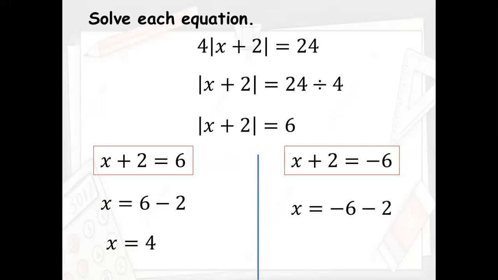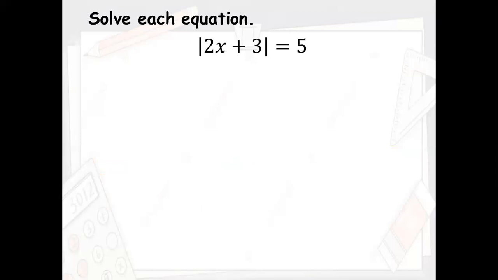In a similar way, on the other side, you will have x is equal to negative 6 minus 2, because the plus 2 will move to the other side and become minus 2, so x is equal to negative 8. So the value of x can be 4 and it can be negative 8 also. So this is how you solve a real absolute value equation. First, we have to give two solutions, but to give that, we have to get rid of the number outside the absolute values.